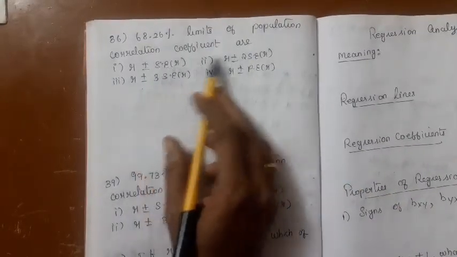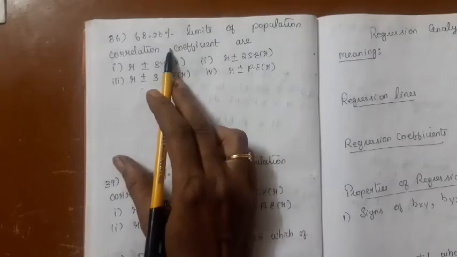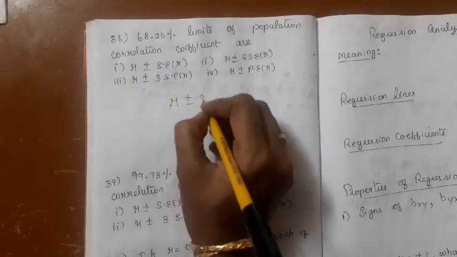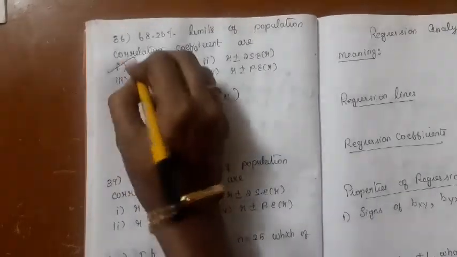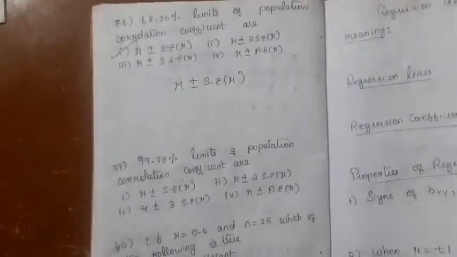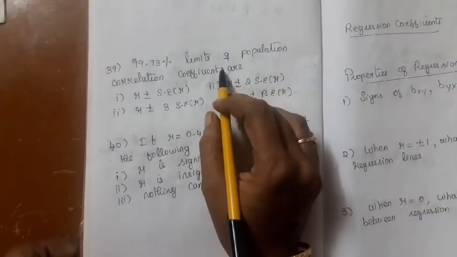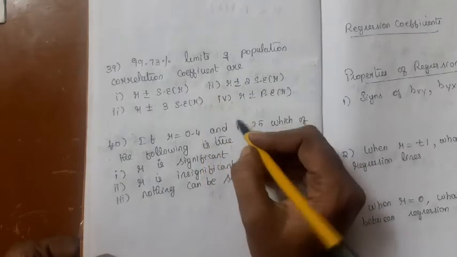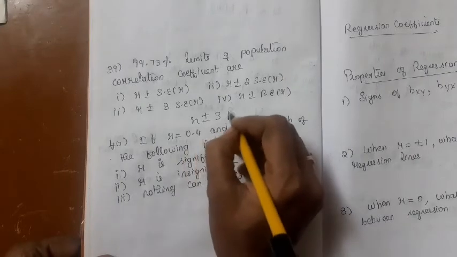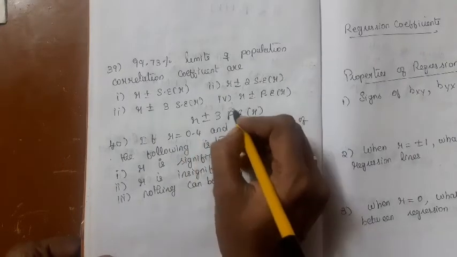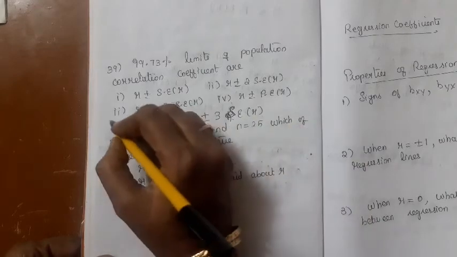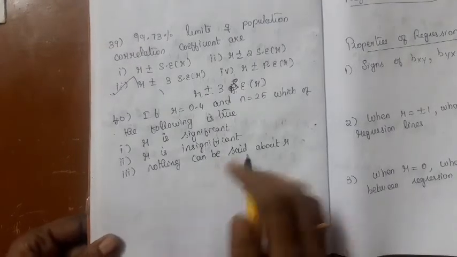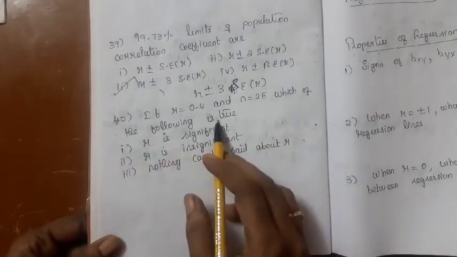68.26% limits of population correlation coefficient means what? 1 sigma limit. Okay. So the 1 sigma limits are R plus or minus standard error of R. Right? Okay. 99.73% limits are also called as most probable limits, are 3 sigma limits. Okay. So the answer is R plus or minus 3 into standard error of R, which is option 2.